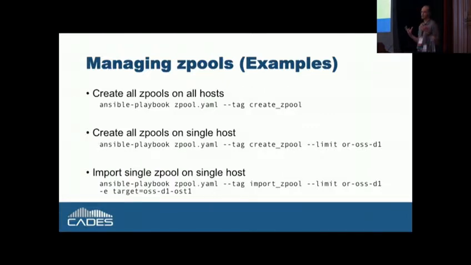If you want to look at things like importing, I didn't show the actual play for importing, but it's very similar to the one for creating. You specify the playbook, you specify the tag import zpool, you can limit it to the host, and then there's also an example of using the -e option to specify a specific target. In this case, you say target equals pool name, and it will go in and import only that pool on that one specific host. So you have control over how much is done with each of these plays.